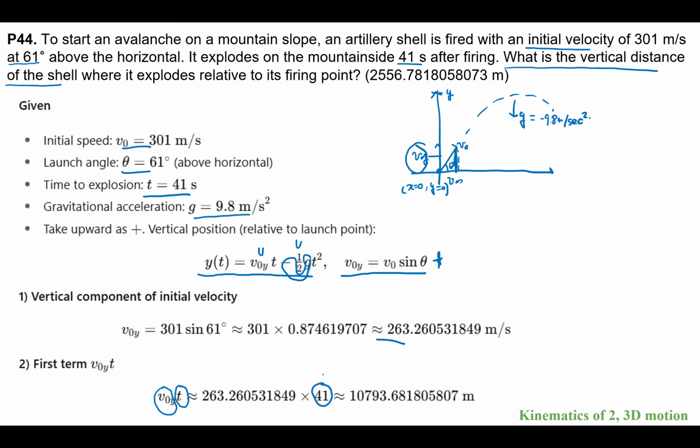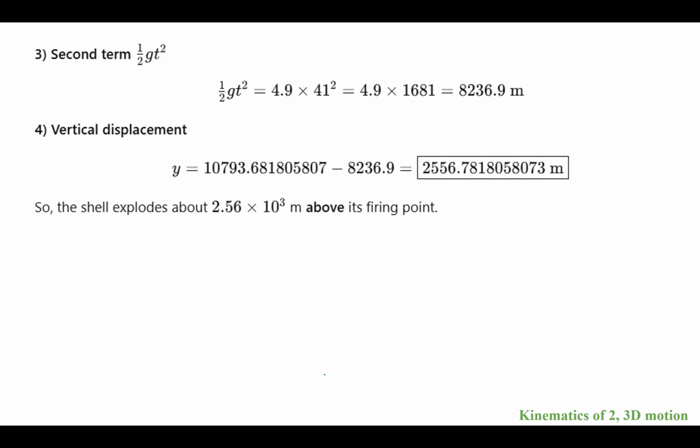Okay, so we can find out the first term. And the second term is this one. Half over g gives you 4.9, and t square is this one, and then you get this. So vertical distance is given by first term minus second term, and then it gives you this number.